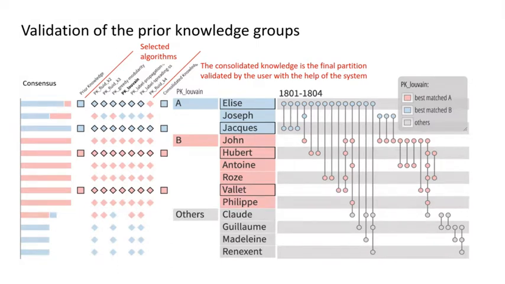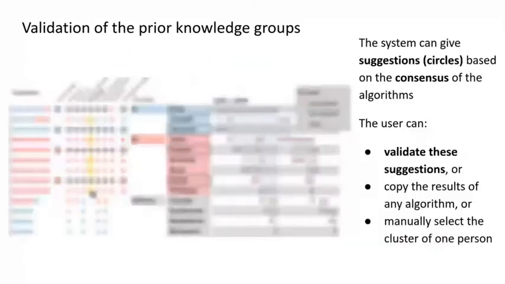And then at the right, we have one column for what we call the consolidated knowledge, which is the final partition that the user will build iteratively in the process. And then at the right, there is a graph that the user can explore, trying several algorithms that she ran and selected.